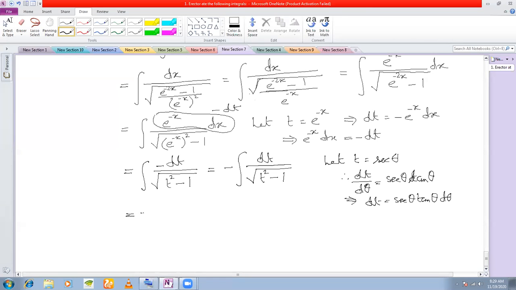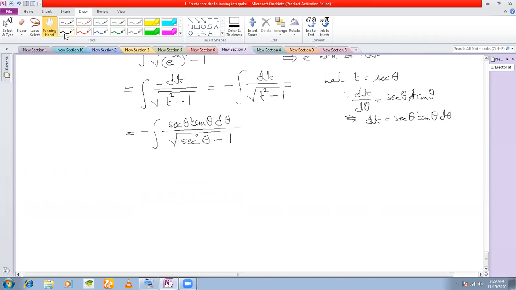So now put it here. So you have minus integral sec theta tan theta d theta divided by root over of sec square theta minus 1. And in the next step, you can write sec theta tan theta d theta, and root over of sec square theta minus 1 is tan theta. You know, tan theta they cancel. So you simply get minus integral sec theta d theta.